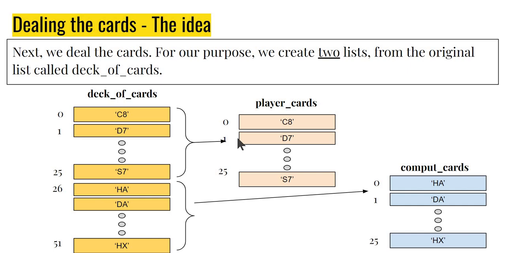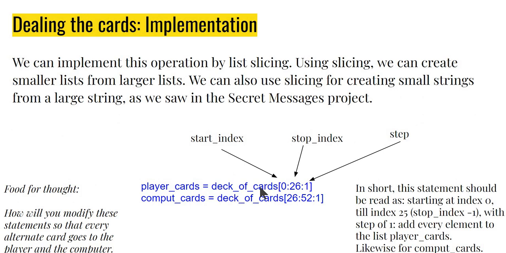So what I'm going to do here is take the first 26 elements to the player cards, and the next 26 elements to the computer cards. Slicing allows us to do this. Slicing works on both strings and lists. We have seen a lot of slicing ideas in the secret messages project. Basically, if I want to get the first 26 cards, we use start index, stop index, step. So I'm going to go 0, 26, 1, and then 26, 52, 1.